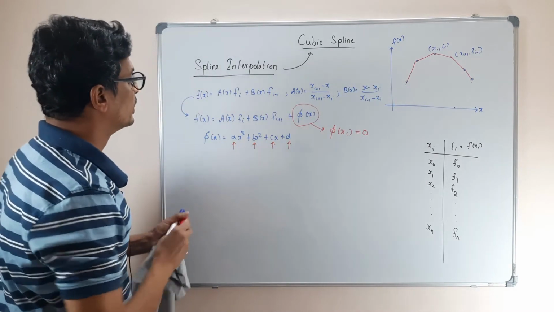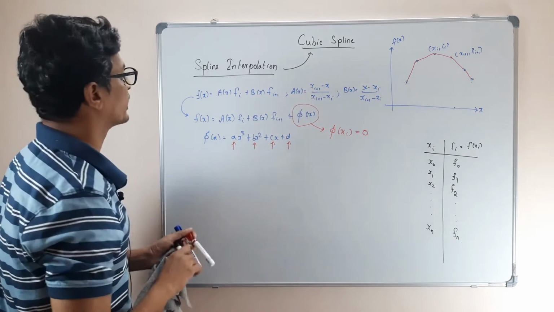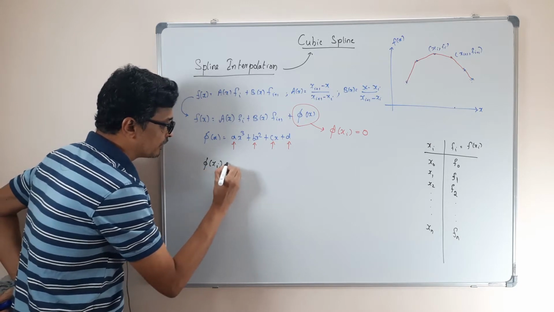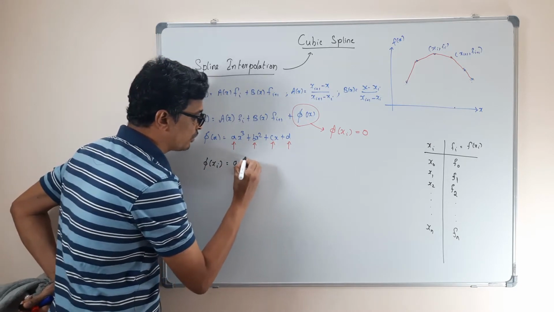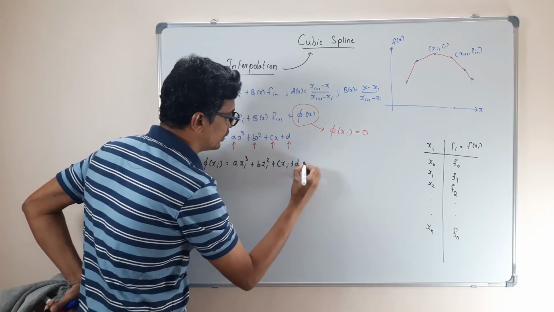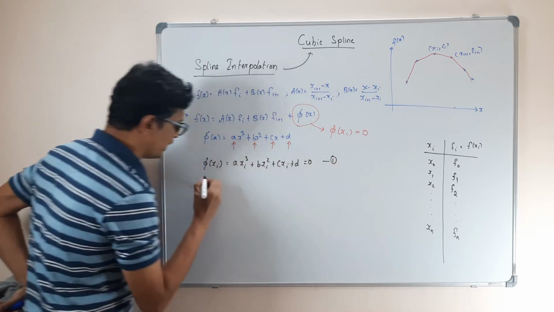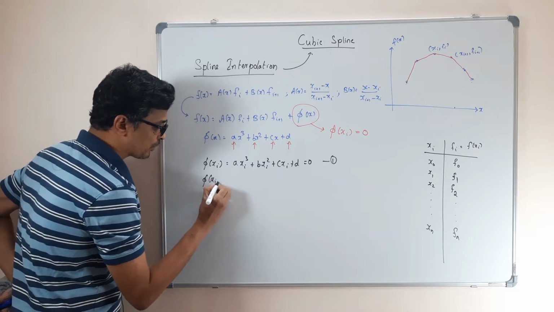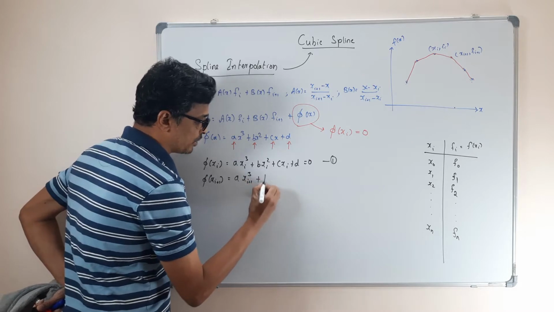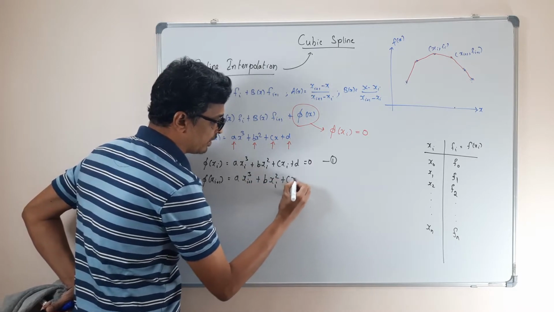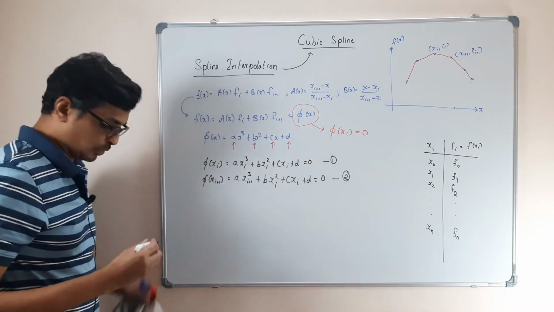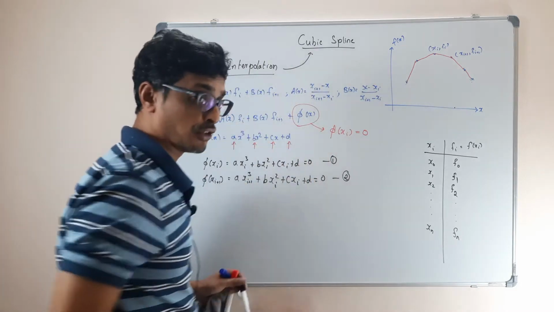Since we are dealing with 2 points, xi and xi plus 1, we can write phi of xi, that is a xi cube plus b xi square plus c xi plus d, should be equal to 0. Let me call this 1. And similarly, phi of xi plus 1, which is a times xi plus 1 whole cube plus b xi plus 1 square plus c xi plus 1 plus d, is equal to 0. Let me call this equation 2. This is the condition we put at the abscissas: my phi of xi should be 0.